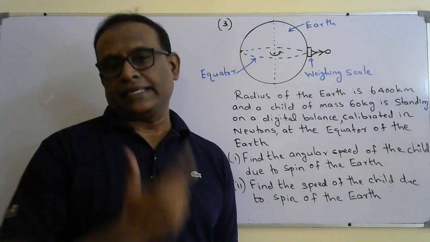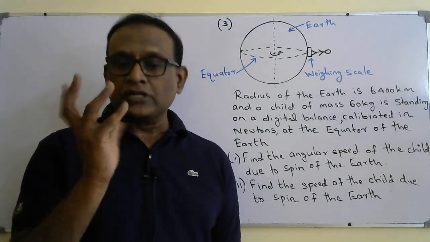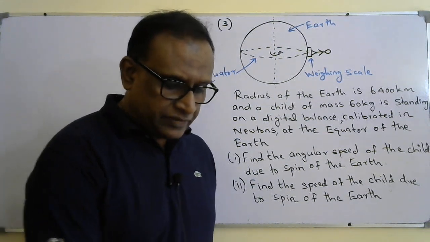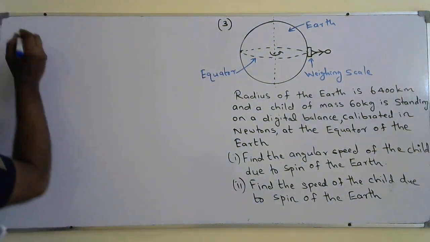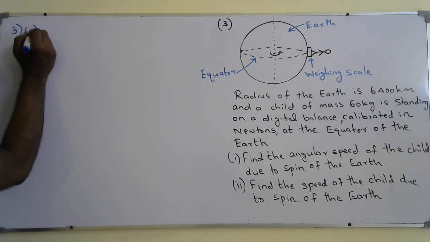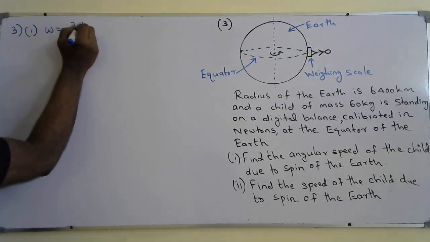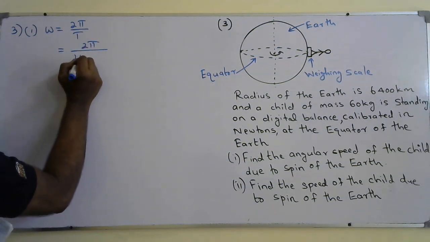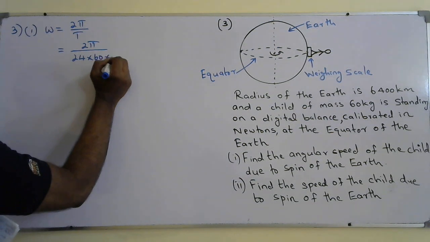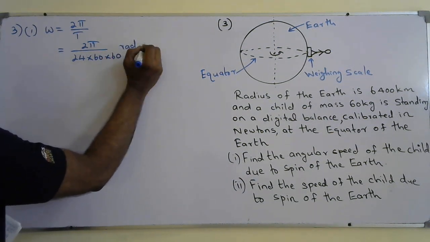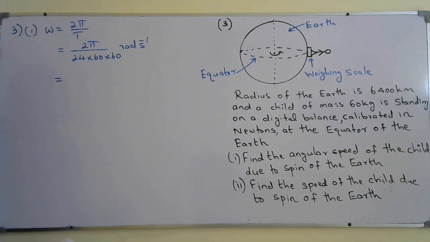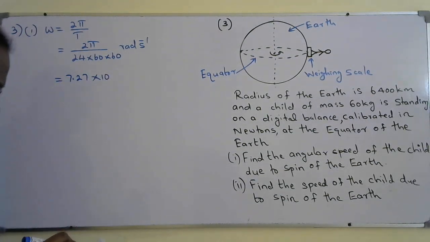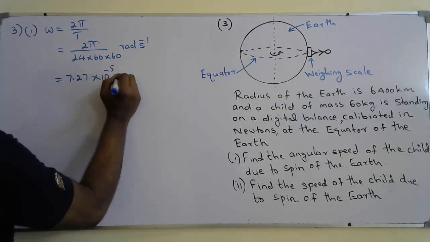Okay, so the Earth is spinning. We know the time period of spin of the Earth about its axis is 24 hours. So for the first part, we can use omega equal 2 pi over T. Question number 3, first part. We need to use omega equal 2 pi over T. T is 24 hours, so 2 pi over 24 hours into 60 minutes into 60 seconds, radian per second. Solve it, you will get the answer 7.27 × 10^-5 radian per second.